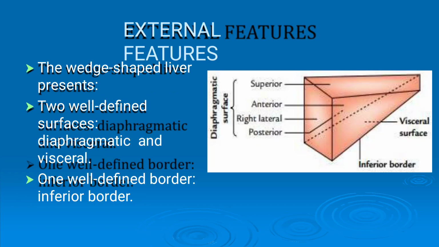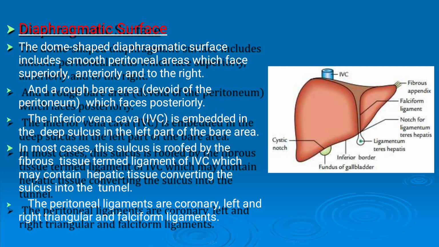Now we want to move and see the external features. The wedge shaped liver presents two well defined surfaces, diaphragmatic and visceral, and one well defined border, called the inferior border. Now we can see in this diagram. I wanted to point, but the pointer is not working now.